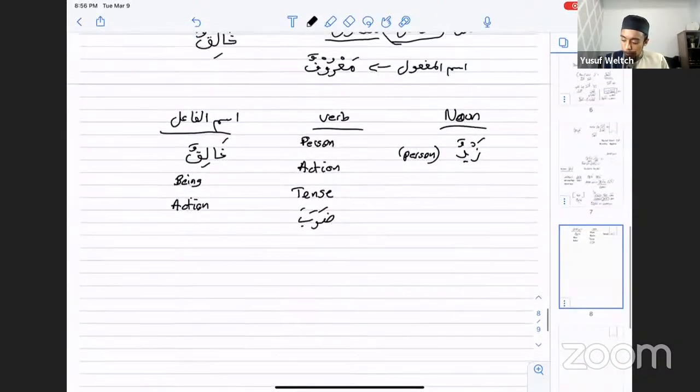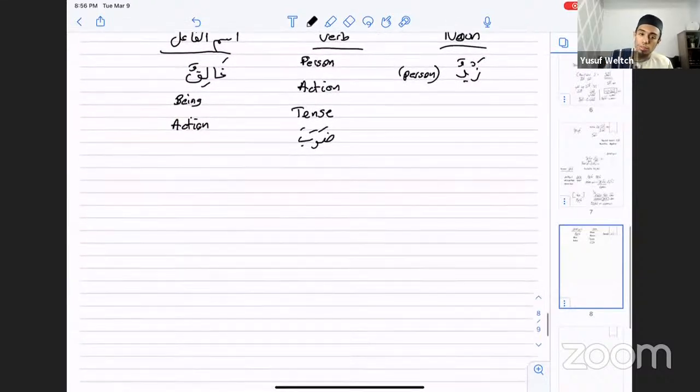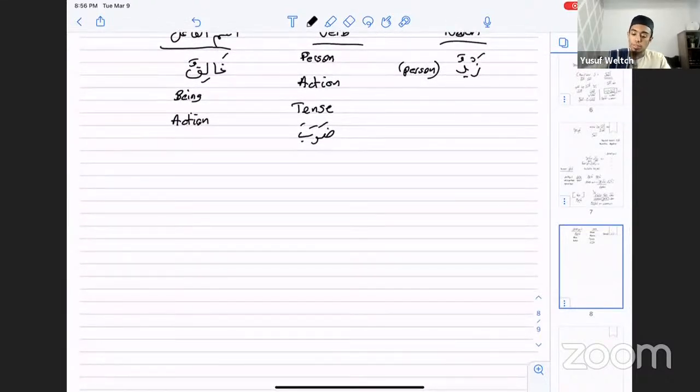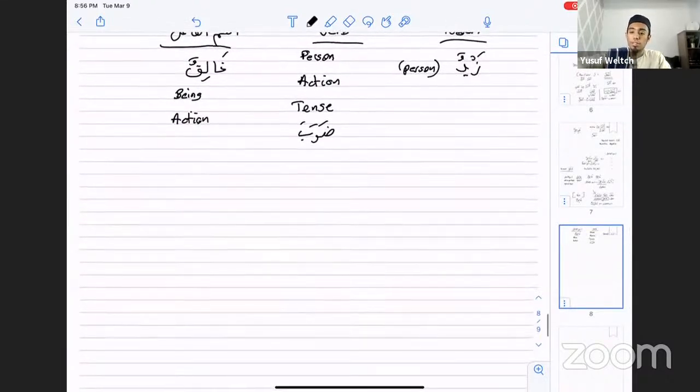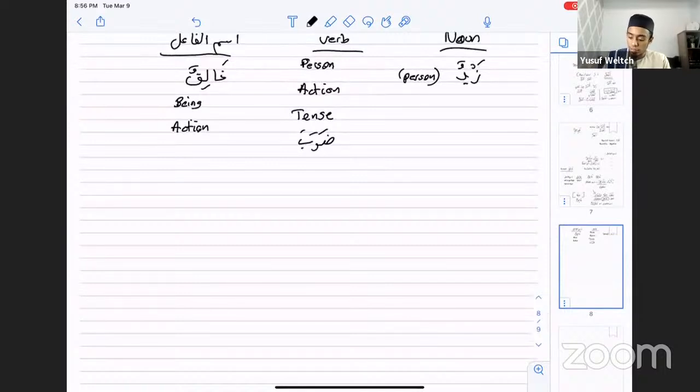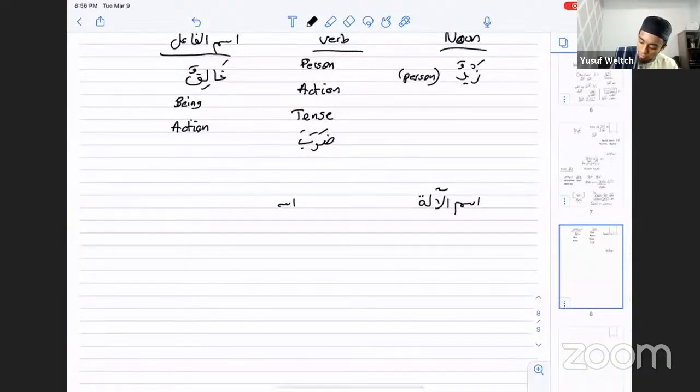So we'll stop there. We have two more that are really important, and we'll just point to that right now, so it's not a surprise. There's the ism al-ala, which is a noun that denotes the instrument, and then there's ism al-makan, the noun of place.